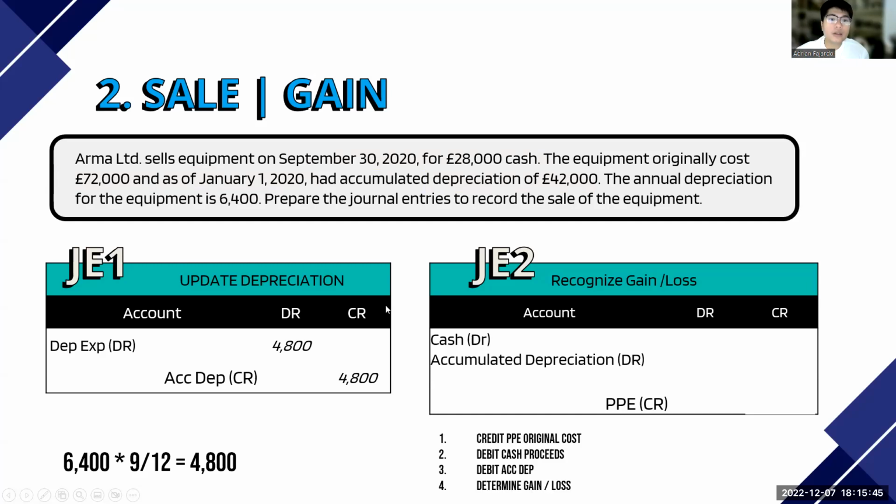And then, ano ulit yung formula natin? Ito yung journal entry. First step, credit your PPE at original cost, 72,000. Debit cash proceeds, 28,000 pala. Debit ulit, 42,000 plus 4,800, 46,800.